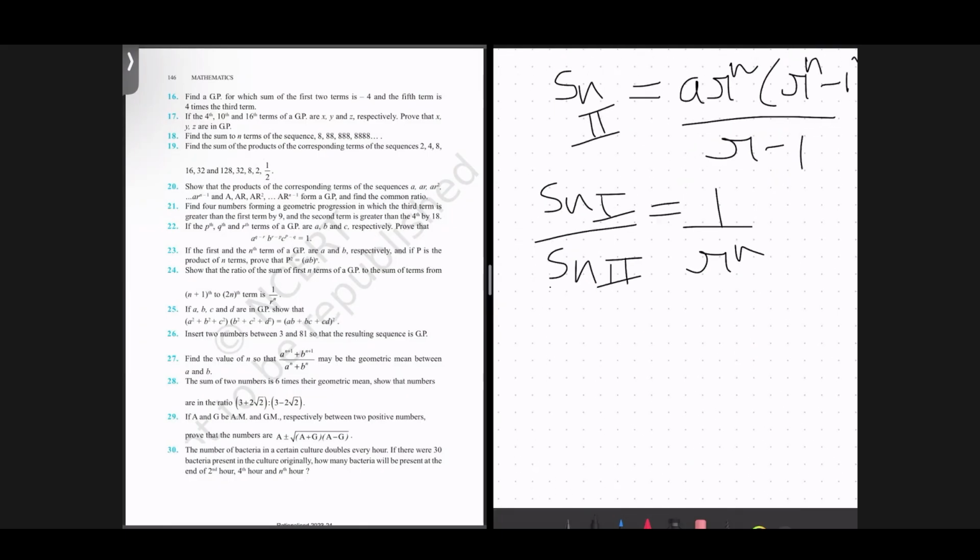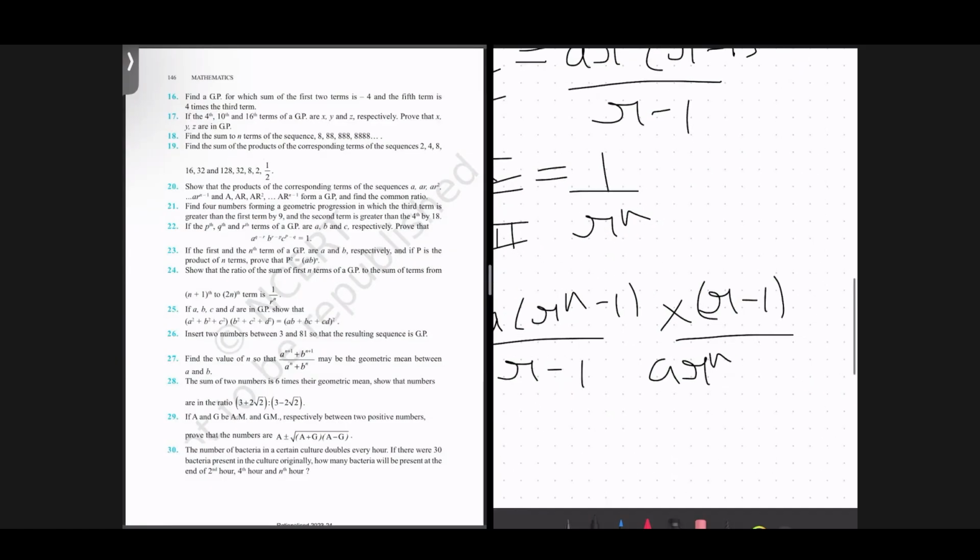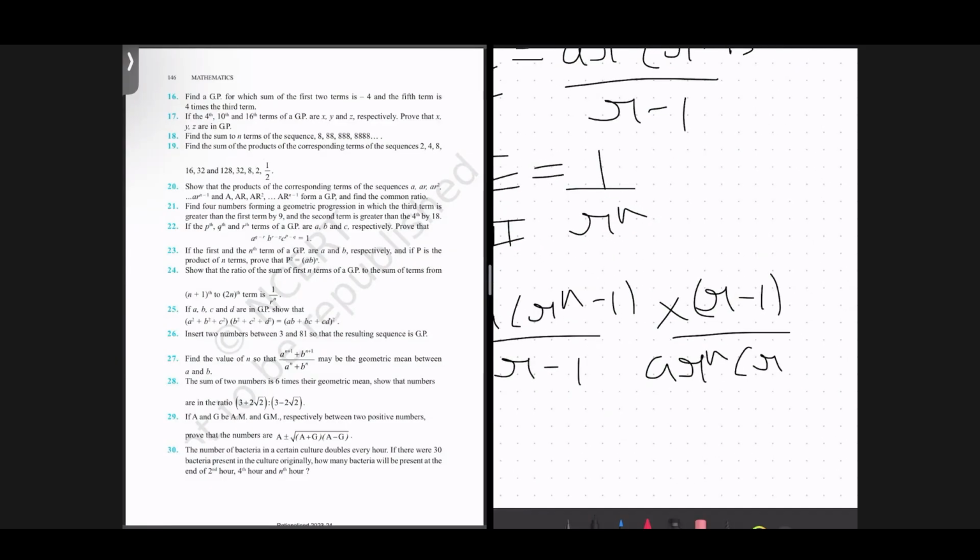So let's just divide the first summation by the second summation. In the LHS, you would now have a into (r raised to the power n minus 1) upon (r minus 1). When you divide it by the second series, it becomes the reciprocal and turns into multiplication. So in the multiplication, you would have r minus 1, and here you would have r raised to the power n into (r raised to the power n minus 1), because this is the first term of the second GP, and because it has n terms, this term is right here, and this is here because the common ratio is the same.